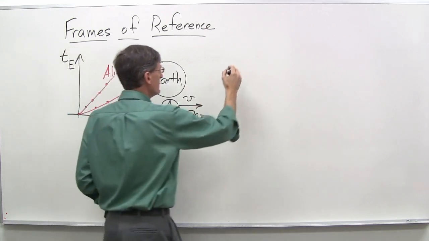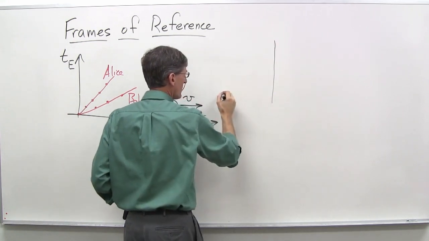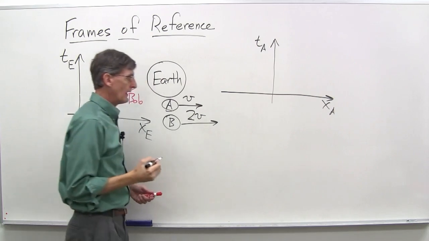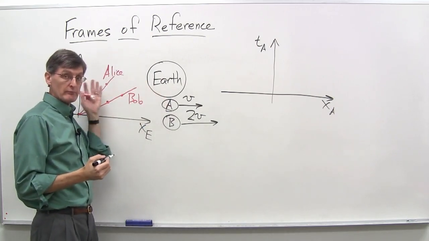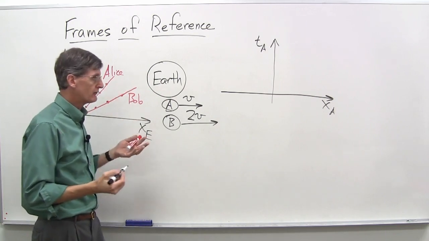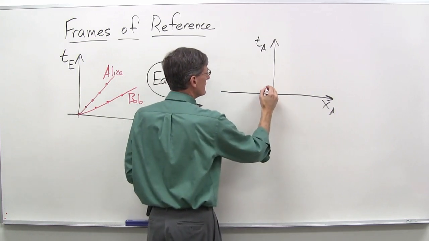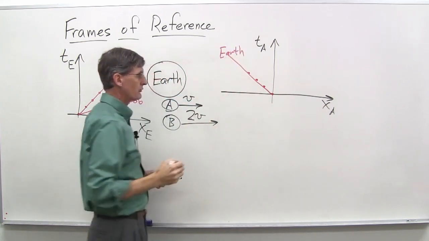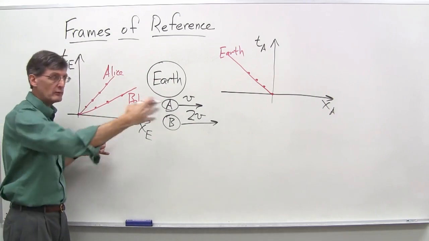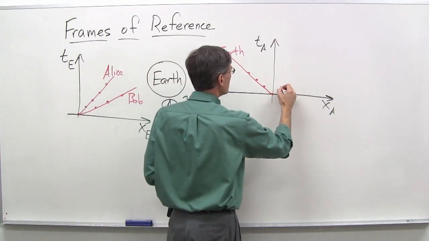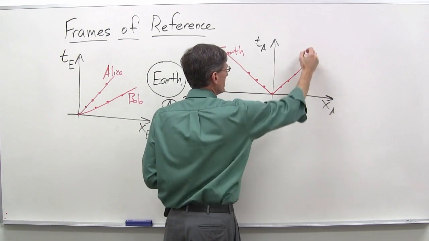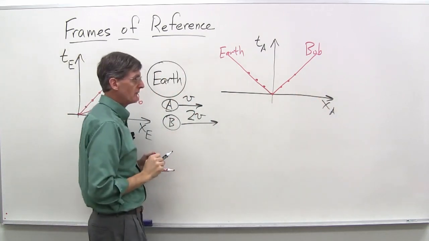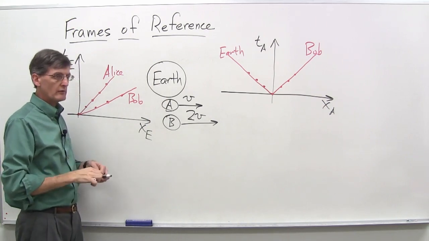So for Alice, let's do her plot here. So T sub A for Alice and X sub A for Alice's perspective. She sees Earth going backwards to the left in the negative direction at velocity v. And so that would look something like this. There's that line there. So that would be what Earth would look like from her perspective. And she sees Bob moving away from her at the same velocity but in the other direction. And so it looks something like this, roughly speaking. So there's Bob from Alice's perspective. Bob moving away at constant velocity, Earth moving the other direction behind her at constant velocity.